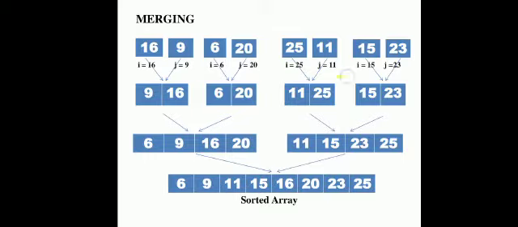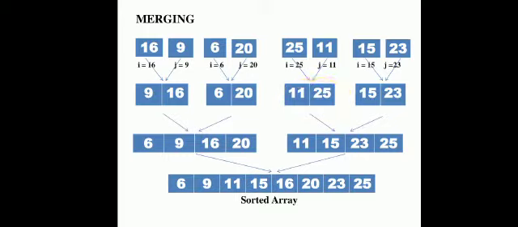Next, we take i equal to 25 and j equal to 11. Here we check whether 25 is less than or greater than 11. We find that 11 is less than 25. So we change the value of i as 11 and j as 25. This is the third sublist.